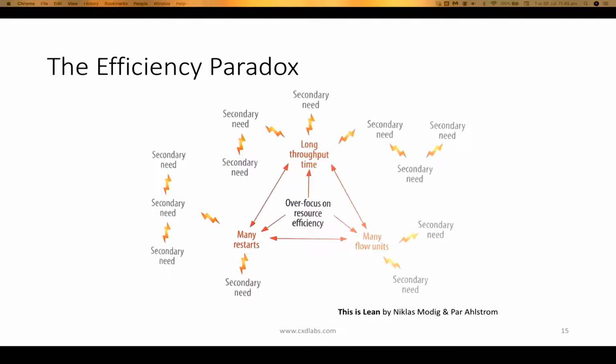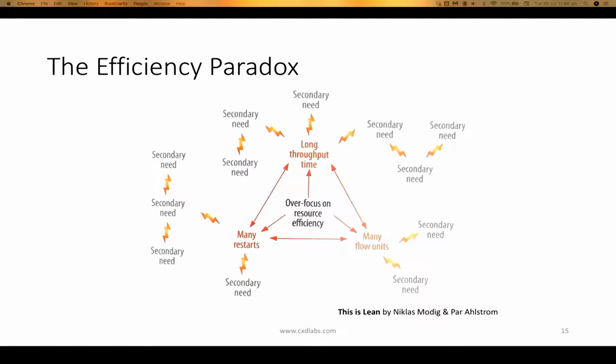Also, you're having to do rework and defects, because you have to go back to the problem and figure out what the defect was all about. The thing about secondary needs is that they create superfluous work. They consume capacity of the team, but add no real value to the end product.